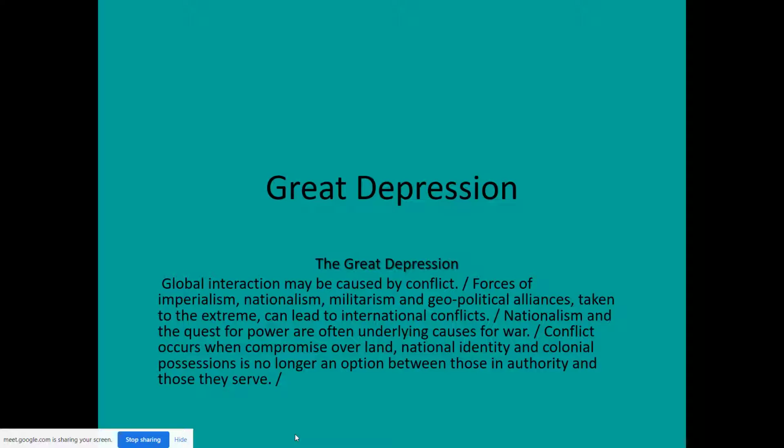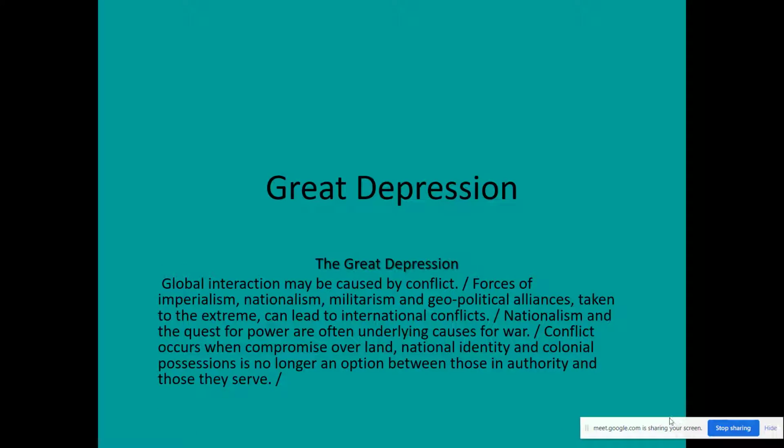The Great Depression. Global interaction may be caused by conflict. Forces of imperialism, nationalism, militarism, and geopolitical alliances taken to the extreme can lead to international conflicts. Nationalism and the quest for power are often underlying causes for war. Conflict occurs when compromise over land, national identity, colonial possessions is no longer an option between those in authority and those that they serve. And we talked about this all the way since imperialism. It seems like we have not learned the lessons from the past yet.